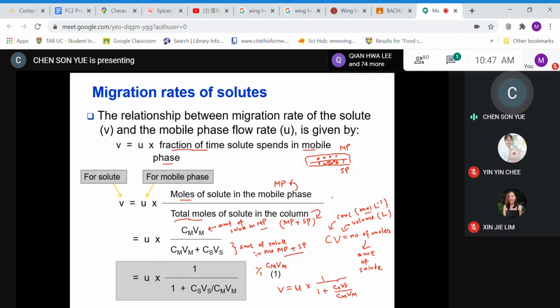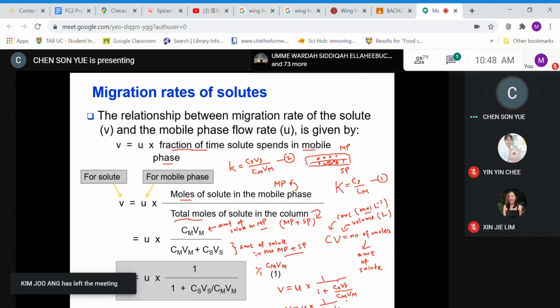And remember we have the capital K, CS over CM. And do you remember we have the small k, CS VS over CM VM. So this small k is capital K times the phase ratio. Now you can see here CS VS over CM VM actually is small k. So V now equals U multiplied by 1 over 1 plus the small k. So this is a formula.